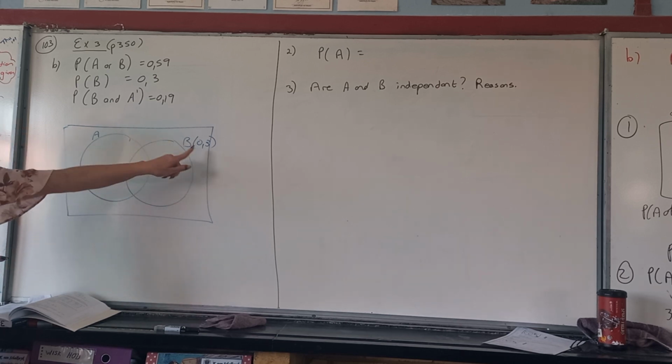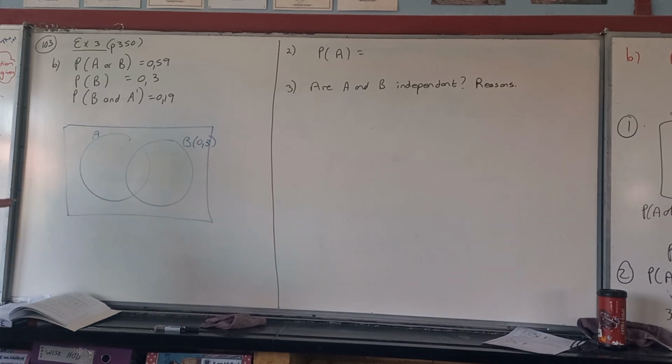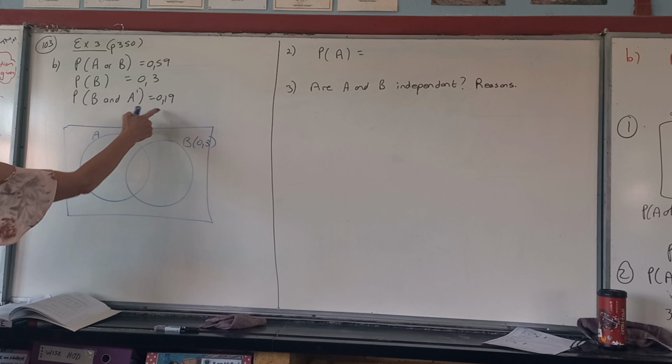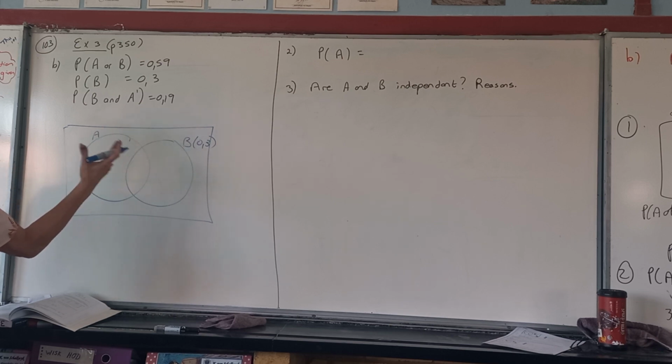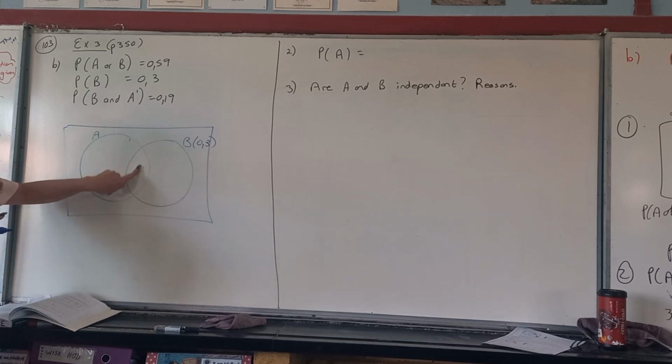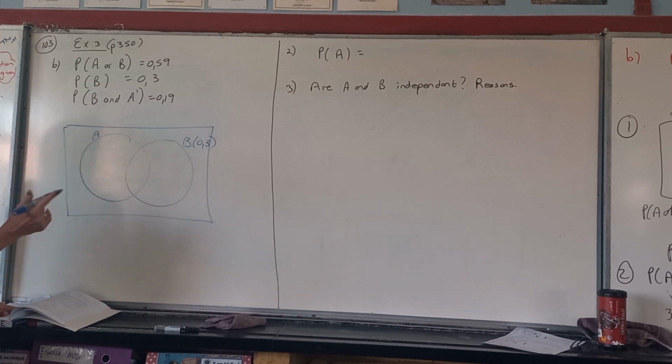What I physically do have is a 0,3. What else do I have? 0,19. The 0,19 tells me something about B, but not A, and that's where they intersect each other. So is that this piece here? B and the not A's must intersect. Okay, let's have a look, because I don't feel like I've got enough information.